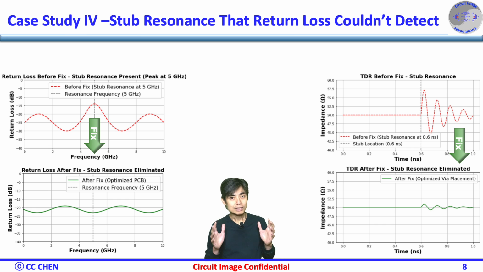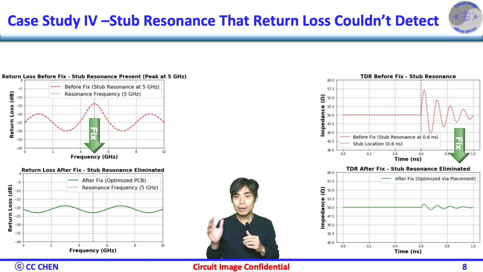A careful TDR scan exposed the issue, a hidden stub resonance in a multi-layer PCB design. A via stub, although electrically small, was creating reflections that resonate at specific frequencies. Because return loss measurements average the response over frequency, this issue was nearly invisible in S11, S22 plots.